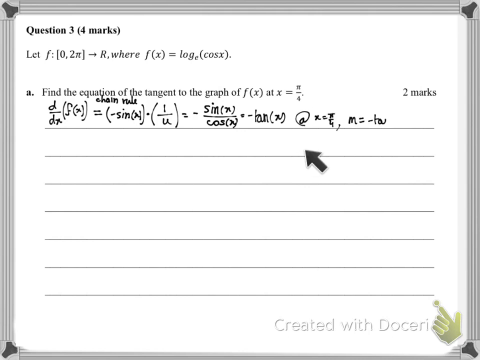Okay, now we want to know the derivative at this point, x equals pi on 4. So we substitute pi on 4 into the tan function, and tan of pi on 4 is the number 1. So the gradient of the tangent will be minus 1.